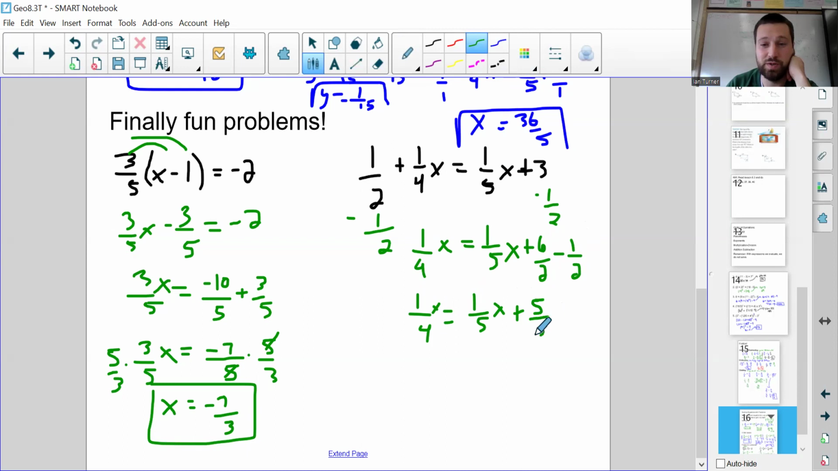Okay, now we got to get this 1/5 x over. So it's going to be 1/4 x minus 1/5 x. The closest thing that goes into both of those is 20ths. And if we do this, we're going to get 5/20ths x minus 4/20ths. I'm subtracting the 1/5 from both sides and turning it into 20ths. It's going to be 5/20ths x minus 4/20ths x equals 5 halves.